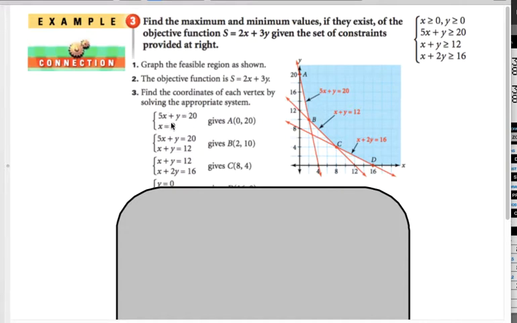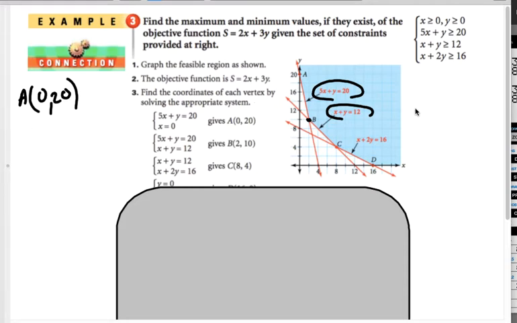So if we wanted to solve this, if we plugged in x is 0, we'd get y is 20. So that's the point (0, 20). That's the first corner, point A. To find the next corner, B happens when this curve runs into this curve. So you're going to have to solve 5x plus y equals 20 and x plus y equals 12.